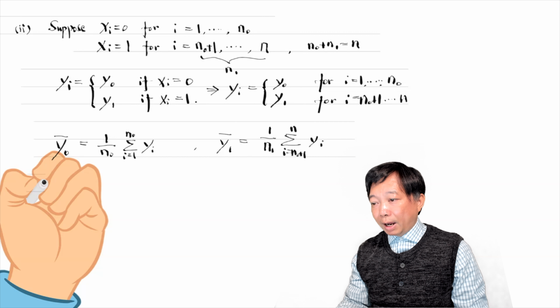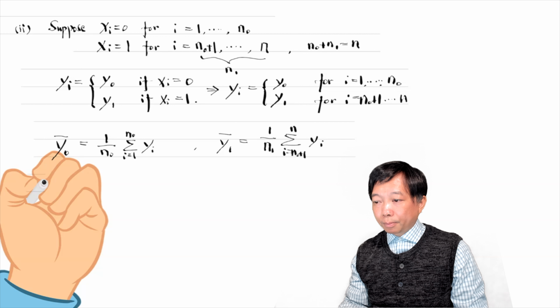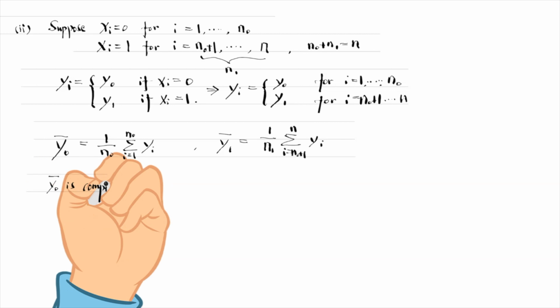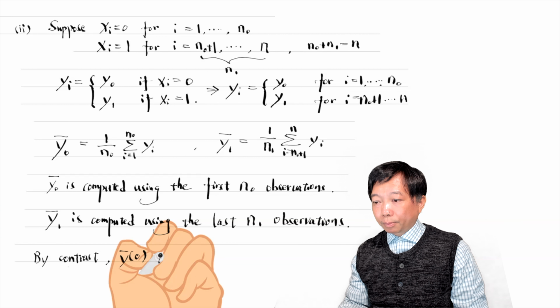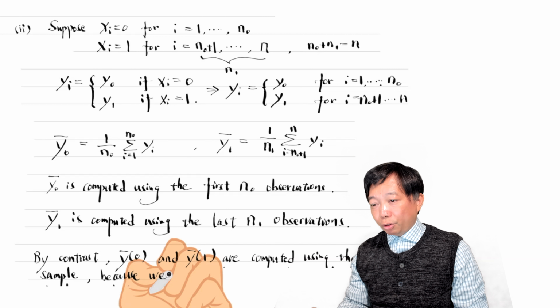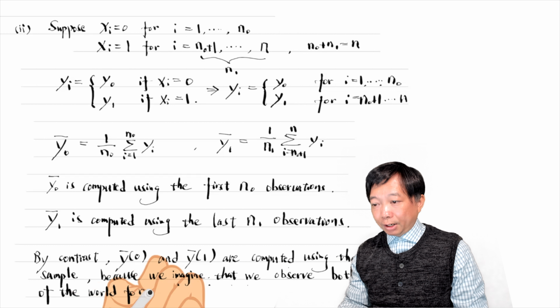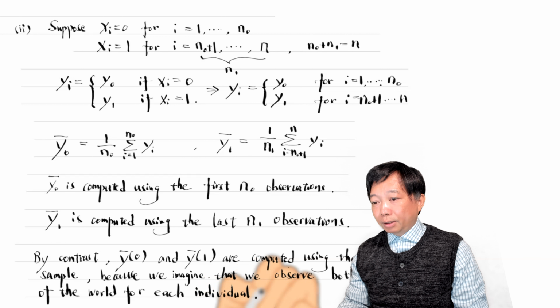The sample mean of y0 is computed using the first n0 observations, and the sample mean of y1 is computed using the remaining n1 observations. By contrast, the population average of y in each state should be computed using the entire sample because we imagine that we observe both states of the world for each individual.